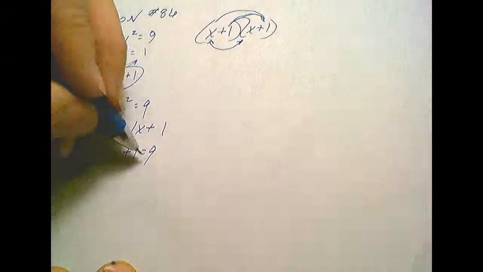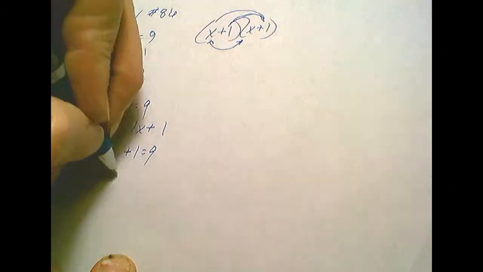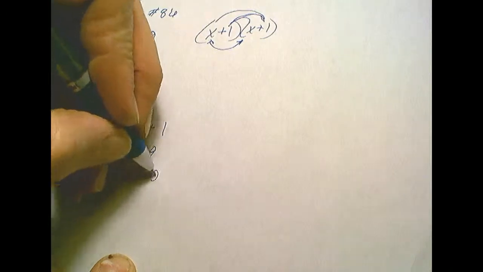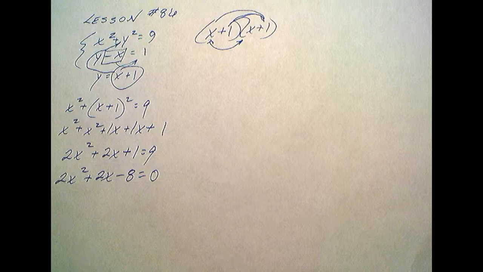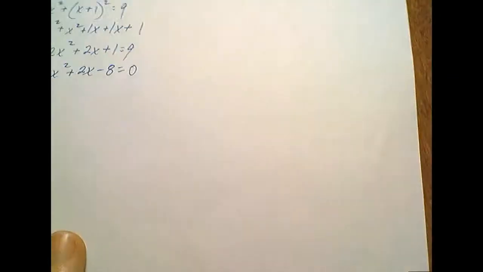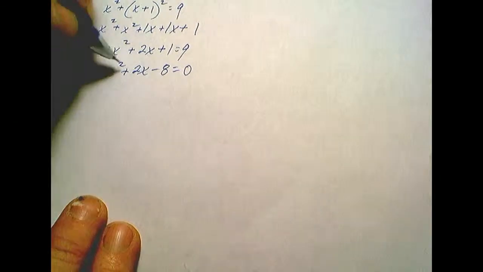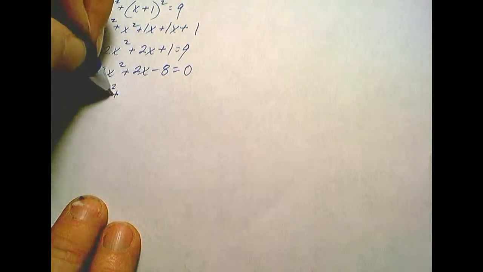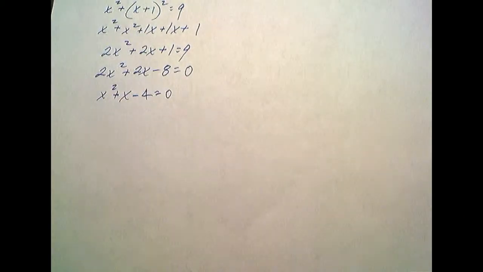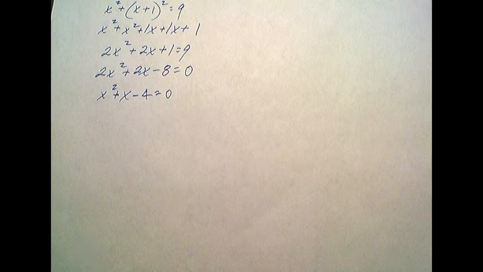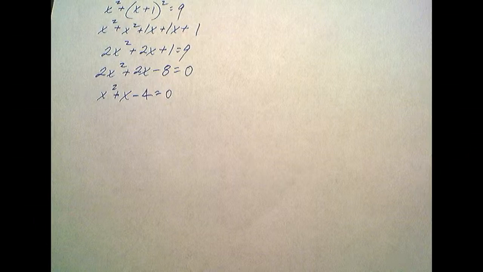Well, let's bring that 9 over, and that gives us 2x squared plus 2x minus 8 equals 0. That's usually what we want to do. We want that 0 on there. Okay, so at this point, you can see that we can get rid of the 2's. We can pull the 2's out, and we're left with that there. Okay, that looks real pretty, except for the fact when you try to factor it into two binomials.